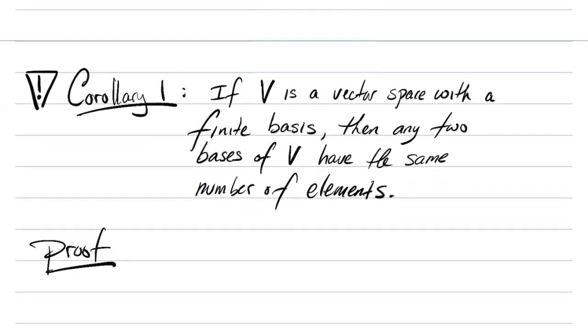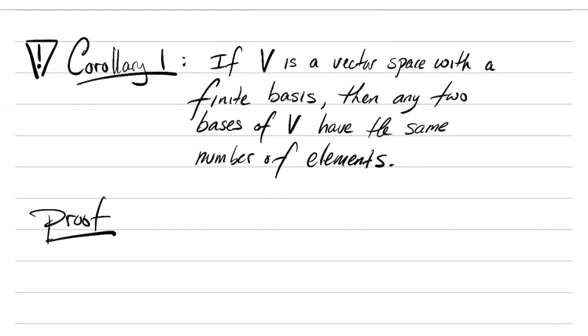Let's look at these two aforementioned important corollaries. That replacement theorem is really a means to get at these two corollaries. Here's the first one. The first one says that if you have a vector space with a finite basis, then any two bases have the same number of elements. So if your vector space has a finite basis and you find a basis with 13 elements in it, every basis has 13 elements in it. So how does this follow from our theorem?